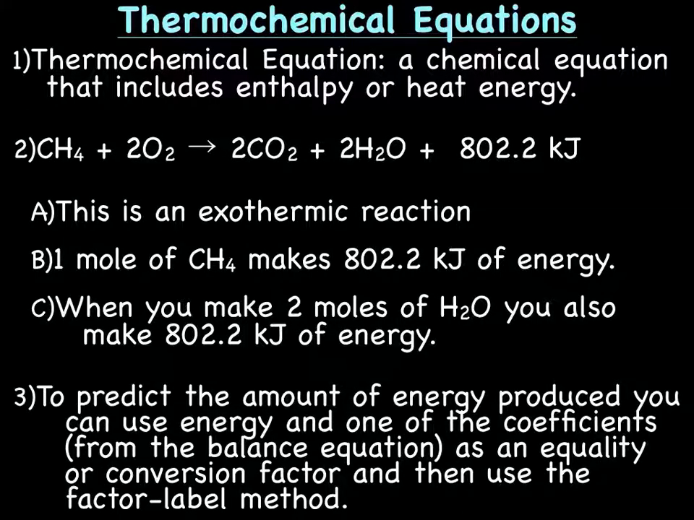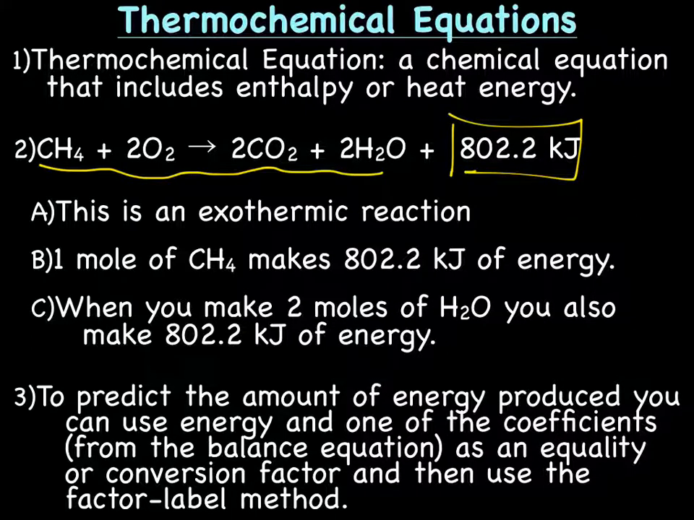Okay, thermochemical equations. A thermochemical equation is a chemical equation that includes enthalpy or heat energy. So here's our normal balanced equation, and here is our heat written as 802.2 kilojoules. This is an exothermic reaction.